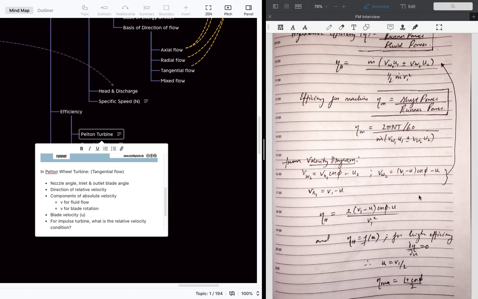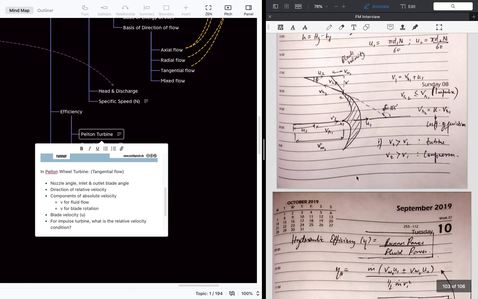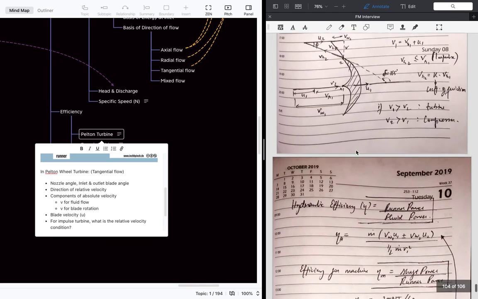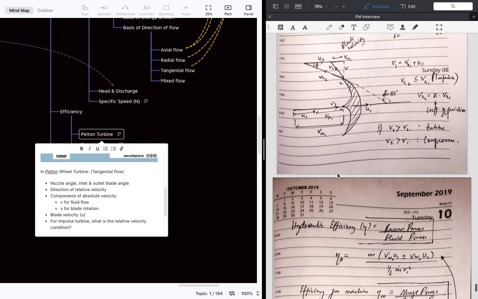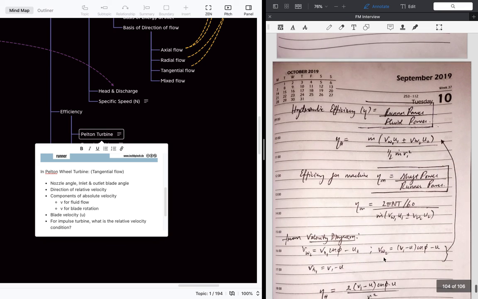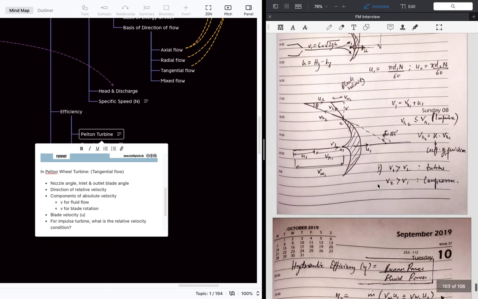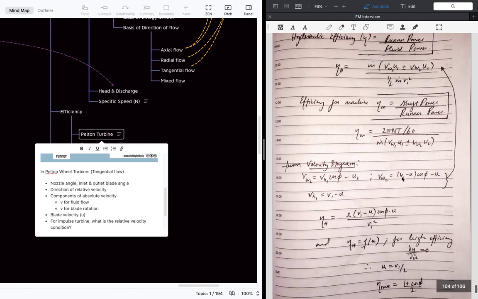So from the velocity diagram, the whirl velocity VW1 will be VR1 cos phi minus U2. So this whirl velocity VW2 will be VR2 cos phi minus U2. Okay, so it is understood. And as we know, the formula for VR1 is V1 minus U1, or V2.